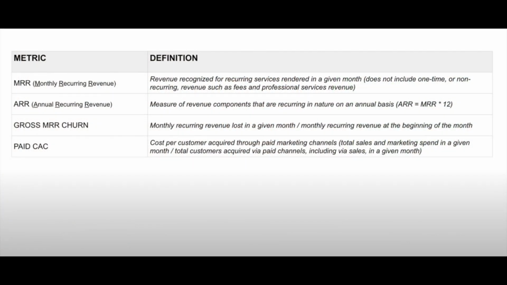The next type of business is a SaaS business model. SaaS is software as a service. The transaction in this happens mostly in the form of a subscription, so that is your form of trade. Probably the most common type of business model amongst a lot of startups. And the 4 metrics that an investor looks at when you have a SaaS business model are MRR, which is your monthly recurring revenue, ARR, which is your annual recurring revenue, gross MRR churn, which is nothing but your lost revenue relative to your revenue at the beginning of the month, and paid CAC, which is cost per customer acquired through paid marketing channels.